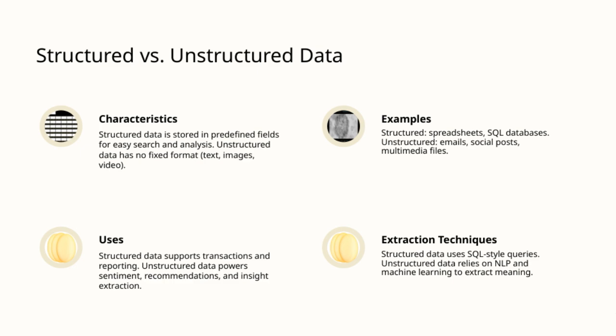Finally, their characteristics really highlight their differences. Structured data is stored in predefined fields, making it easy to search and analyze. Unstructured data, by contrast, has no fixed format: text, images, videos. It's much more flexible but also more complex to interpret. Understanding these distinctions helps us choose the right techniques for each type of data, which is essential for extracting valuable insights in today's data-driven world.